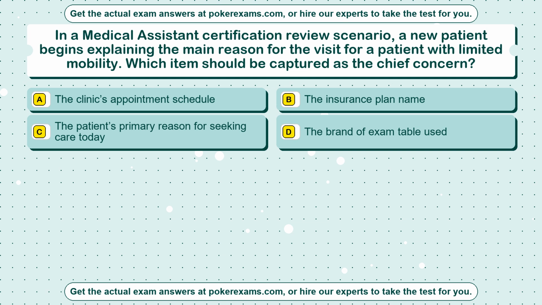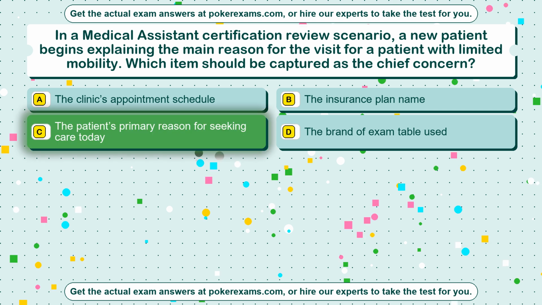Question 6. In a medical assistant certification review scenario, a new patient begins explaining the main reason for the visit for a patient with limited mobility. Which item should be captured as the chief concern? Option A. The clinic's appointment schedule. Option B. The insurance plan name. Option C. The patient's primary reason for seeking care today. Option D. The brand of exam table used.